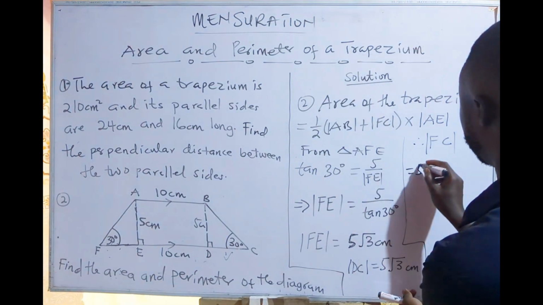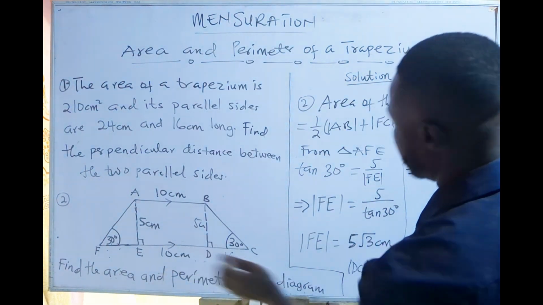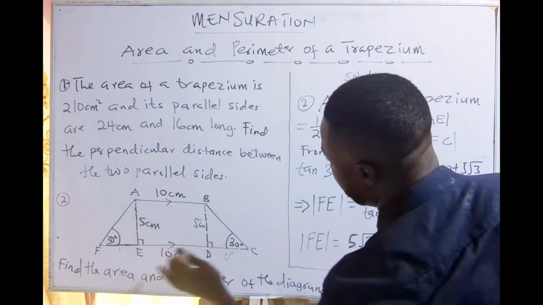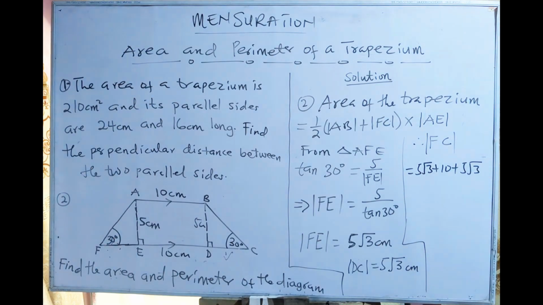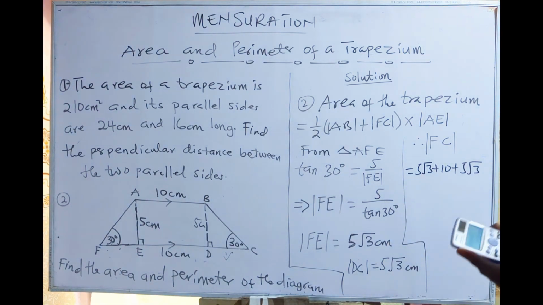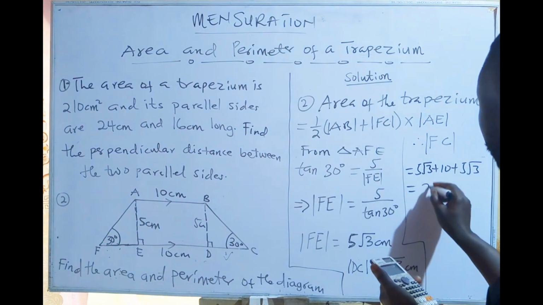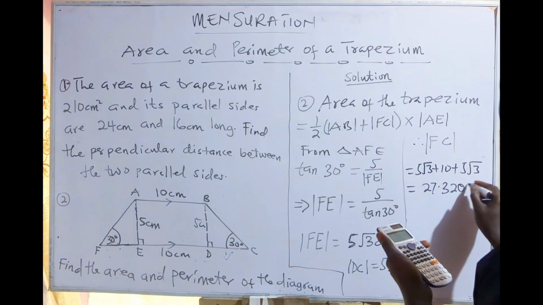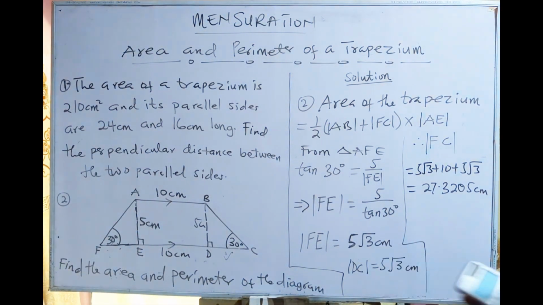FE, which is 5 root 3, plus this side, which is 10, plus 5 root 3, which is this side. So FE plus 10 plus DC will give me the length FC. Let me write the answer in decimal, because 5 root 3 plus 5 root 3 gives 10 root 3, plus the 10. That's going to give me 27.3205 centimeters. So the length FC is 27.3205 centimeters.